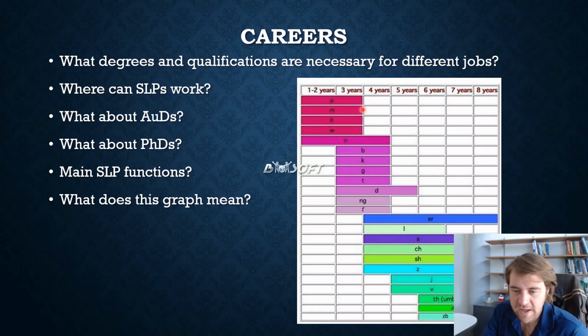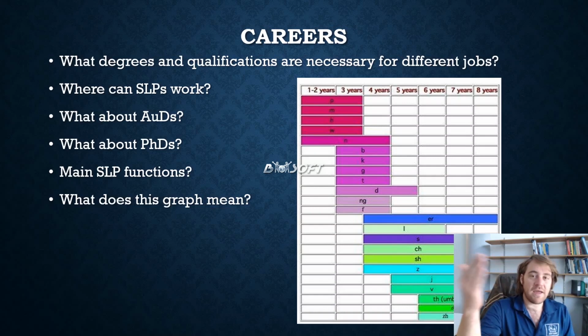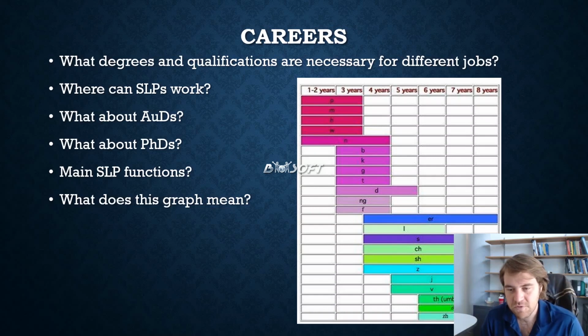So you can see that M is a very early sound compared to, say, J down here. J is very late. 50% have it at 6 years, and 90% have it by 8. So it's a much later developing sound. This is the typical progression, what you typically see.